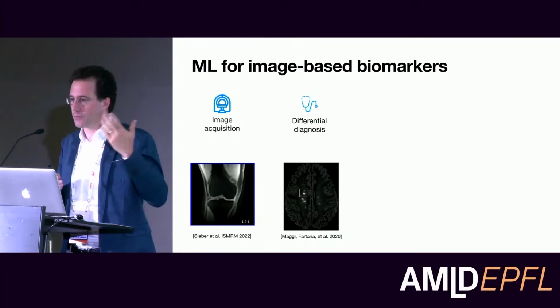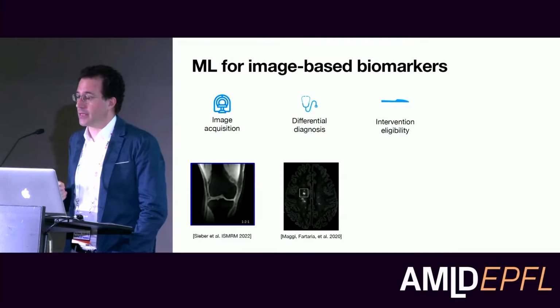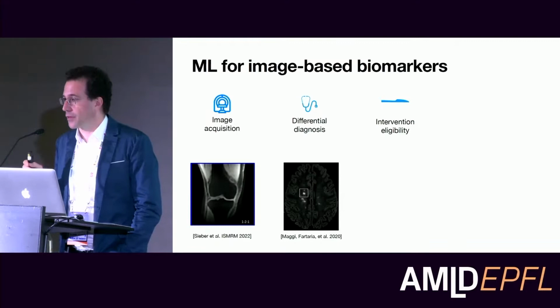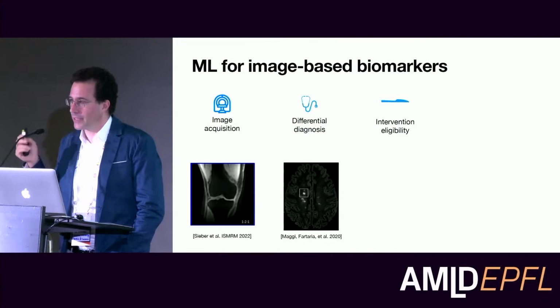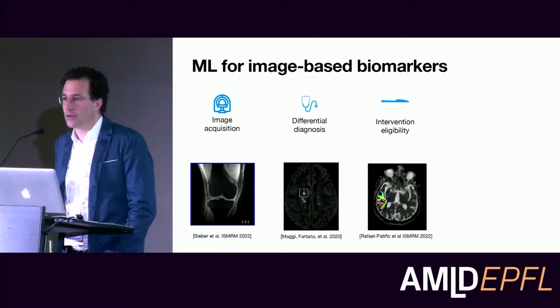Another approach, and I'll go a bit more into this, is to determine interventional eligibility. So you have a patient that comes in, here's the example of stroke, and you want to know very quickly whether you should give a drug or whether you should give thrombectomy. Thrombectomy is a mechanical procedure, a surgery where you remove the clot from the brain to restore blood flow. And you need to do this very quickly. So here's an example of a map like this that tells you roughly where the infarct is located and whether you should remove this or not.